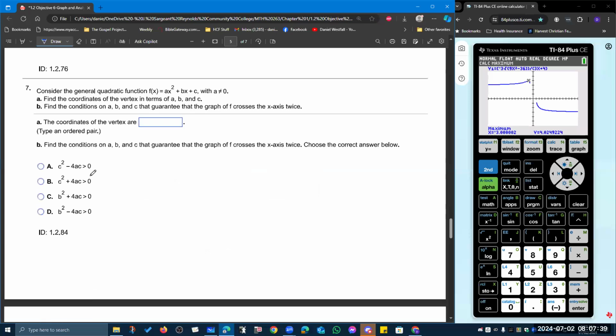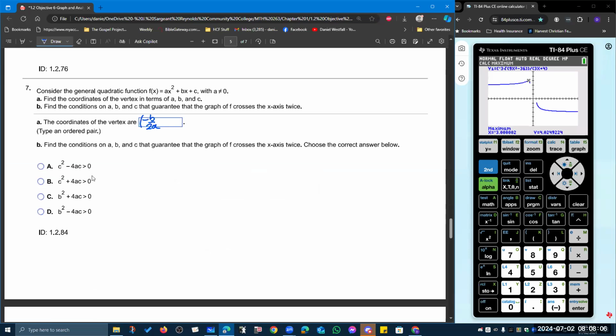Consider the general quadratic function y equals f of x equals ax squared plus bx plus c, with a not equal to 0. Find the coordinates of the vertex in terms of a, b, and c. You know that the x coordinate here is negative b over 2a. Let's just complete the square here. That's what they want us to do.